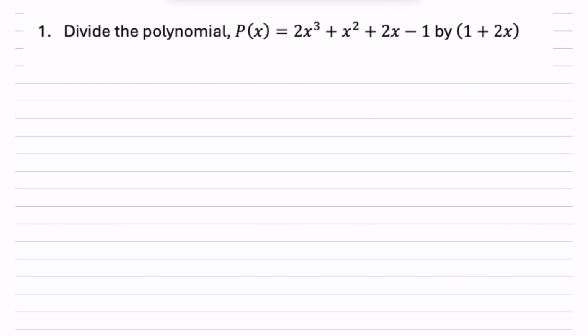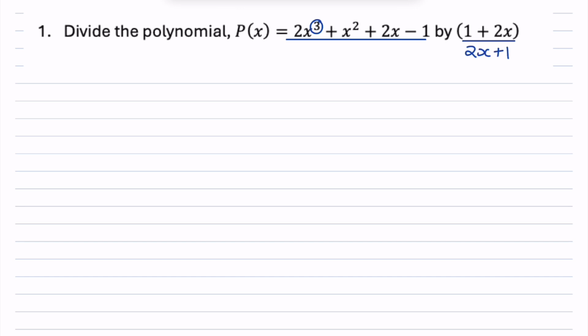The question is: divide the polynomial p of x is equal to 2x cubed plus x squared plus 2x minus 1 by 1 plus 2x. The first thing I'm going to look at is that my polynomial starts with the highest degree and then decreases from left to right. So I'm going to do the same thing with my divisor. I'm just going to rearrange this as 2x plus 1.